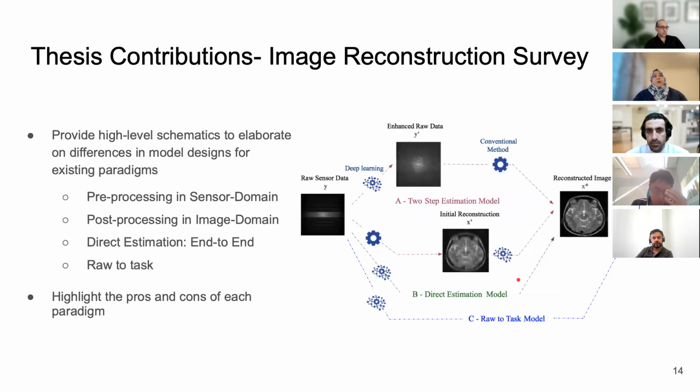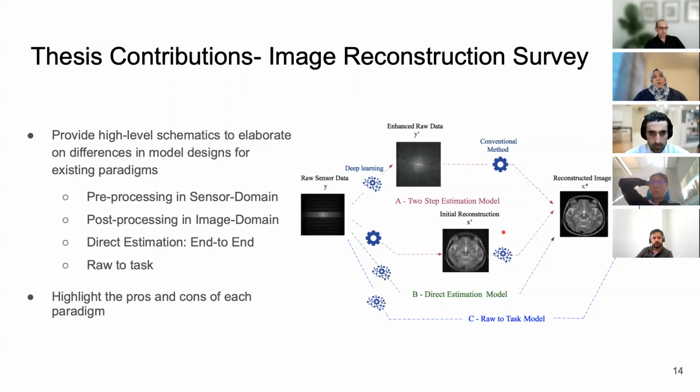To do this, we provided high-level schematics to elaborate on the different model designs of existing paradigms, where we classified existing works basically into 4 categories. Pre-processing in the image domain, where the aim is to use deep learning to recover fully sampled data from subsampled data that can be used later with conventional methods for reconstruction.